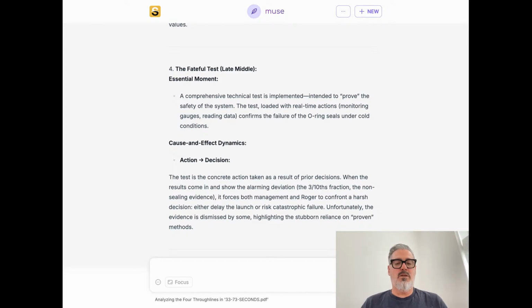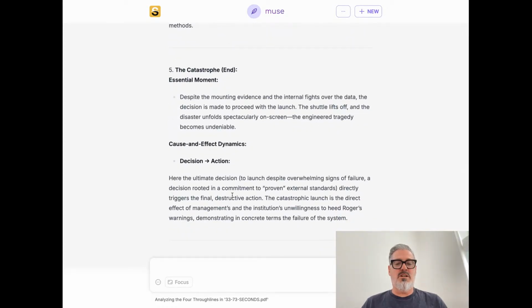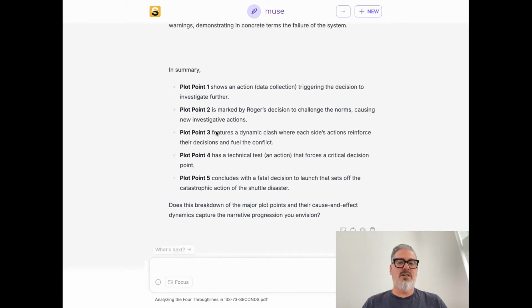Oh, I still feel like the emphasis is on decision. Yeah. Here, the ultimate decision to launch despite overwhelming signs of failure directly triggers the final destructive action. Oh, this is so cool. Then you get a summary. I mean, if it's your own story, you know what those pop-ups are, so you could point them out. No, this is the midpoint. Is it? Because to me, this is actually a dynamic that's one of my blind spots. So I'm going to go with decision. Let's go with decision. I think that's it.